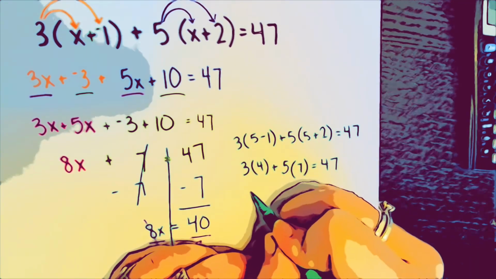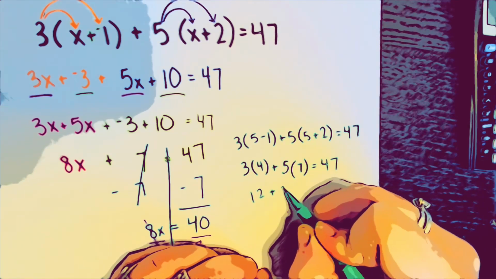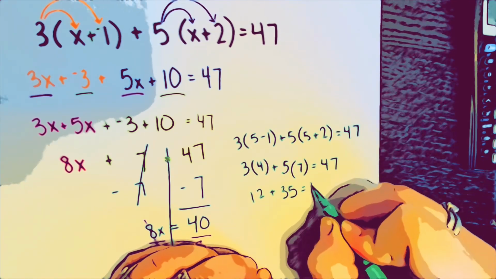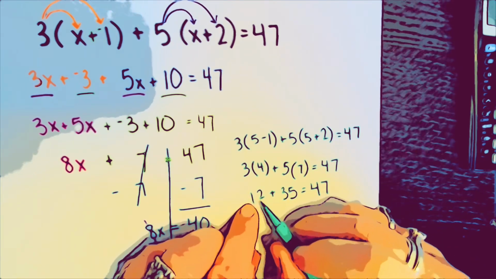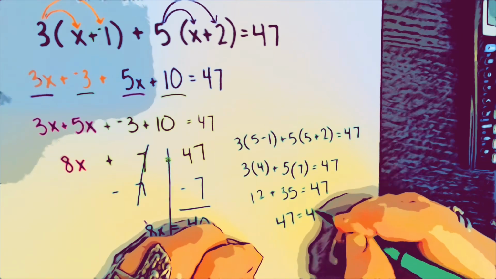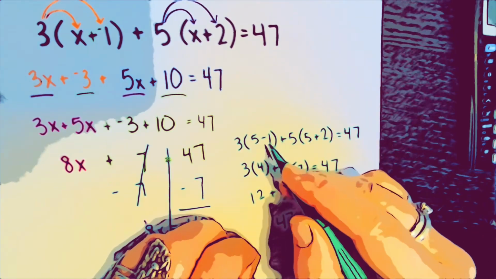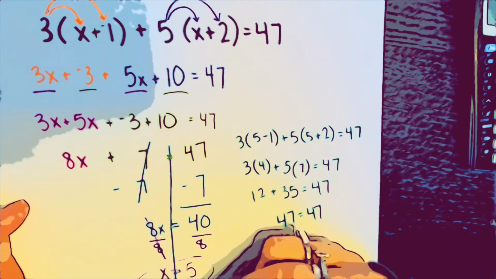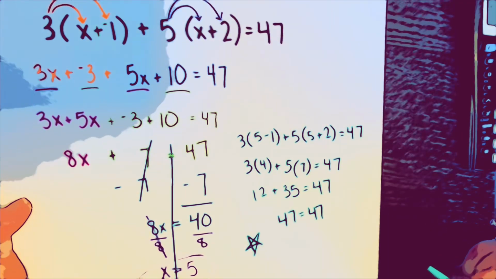So 3 times 4 is 12, plus 5 times 7 is 35, equals 47. 35, 45, 46, 47. 47 is equal to 47, which makes this statement true, which means that x is 5. We did good. Good job, us. Well done.